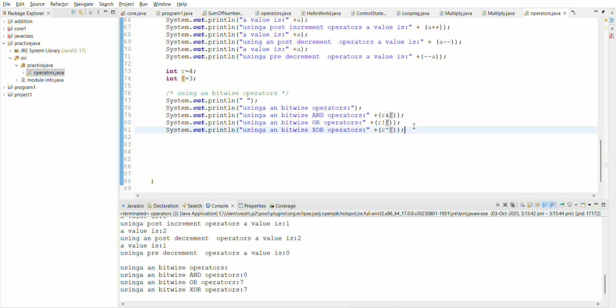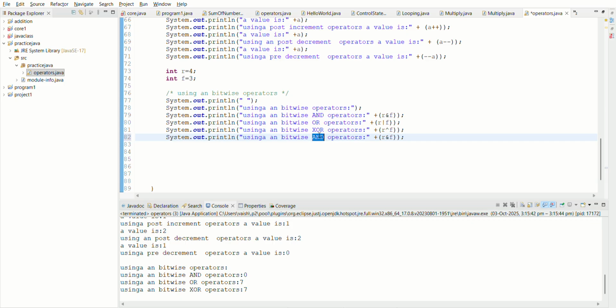Then left shift and right shift, and the bitwise not operator. That means it flips every bit. Suppose 1 becomes 0, 0 becomes 1. For example, for the binary value 1 1 0 0, the first 1 becomes 0, and 0 becomes 1. Then the result it prints.